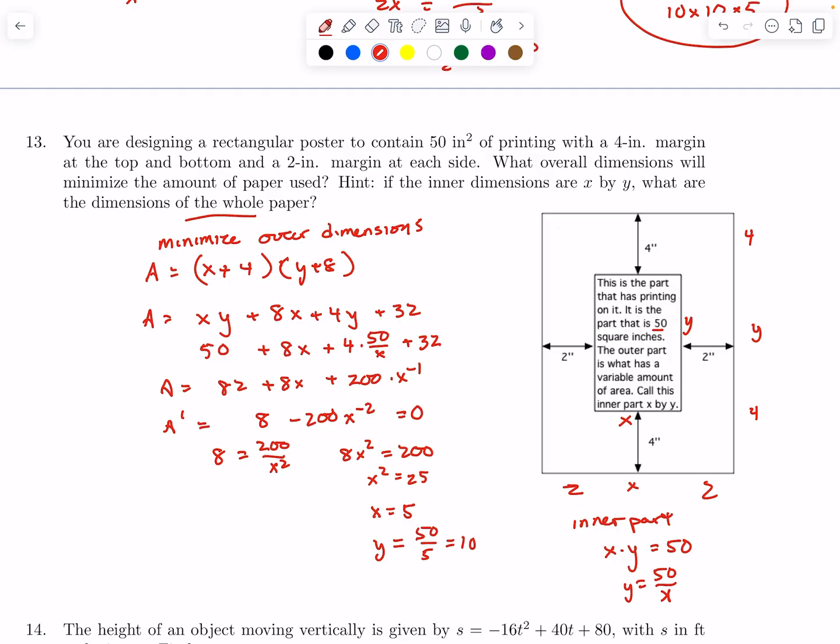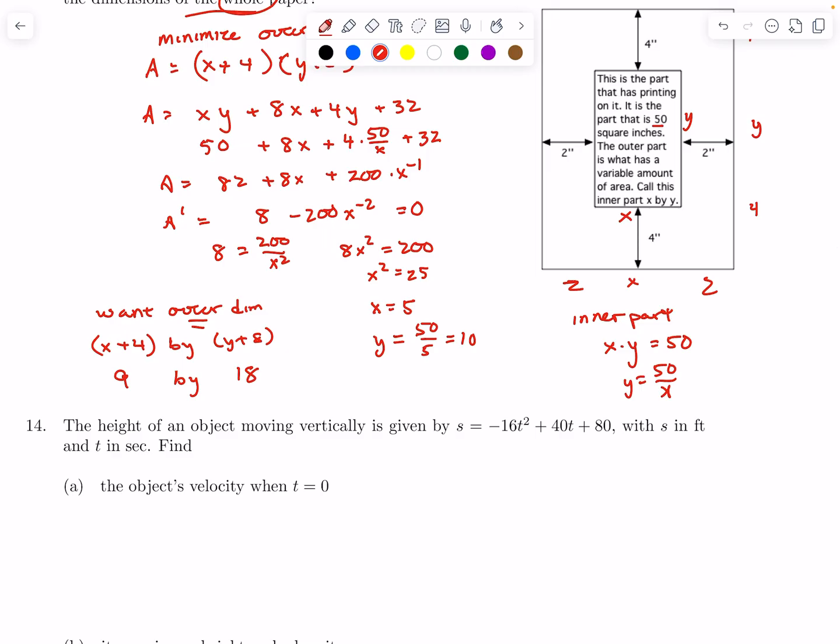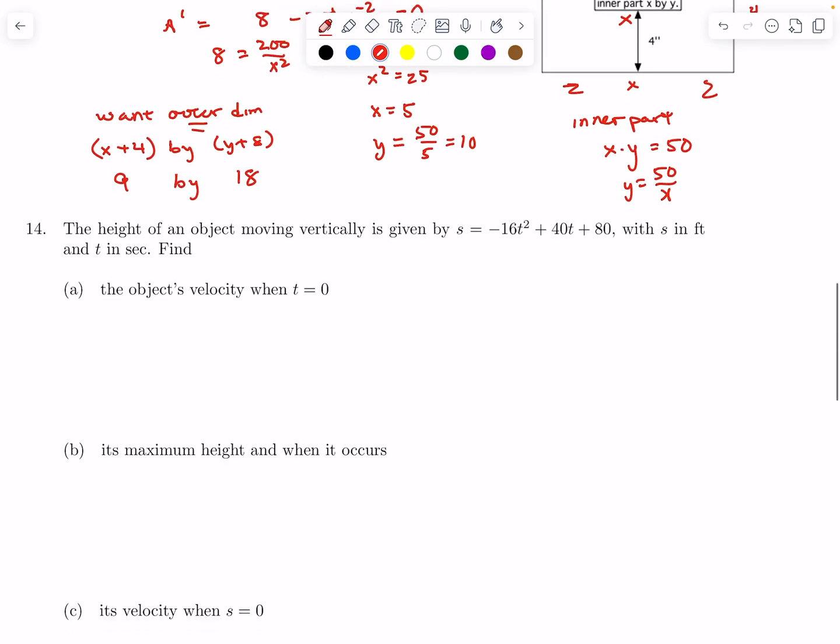What do we want? Oh, the dimensions for the whole paper. We want... So we want x plus 4, 5 plus 4 by 10 plus 8. So make sure that you answer the question they actually ask for.